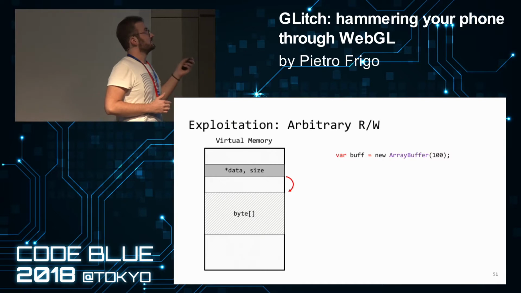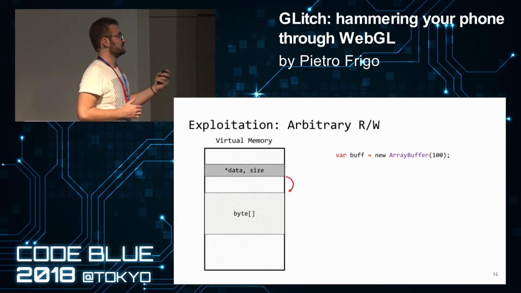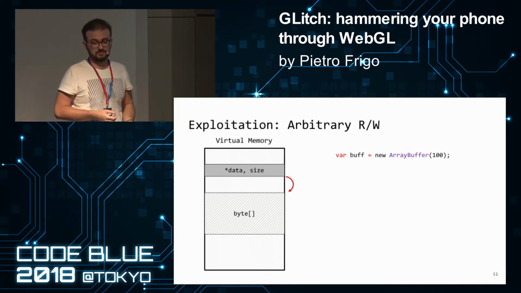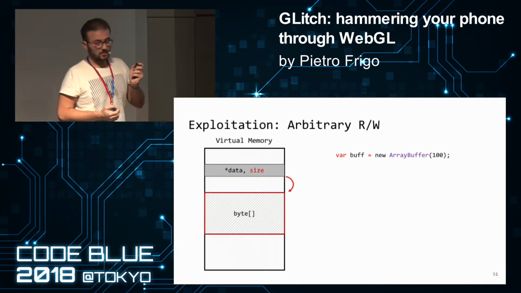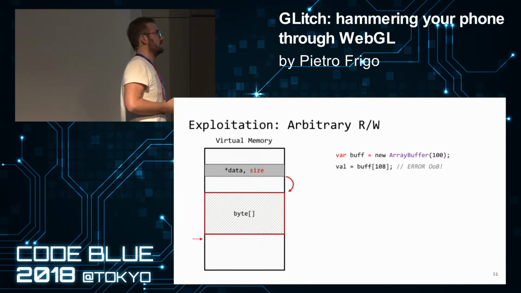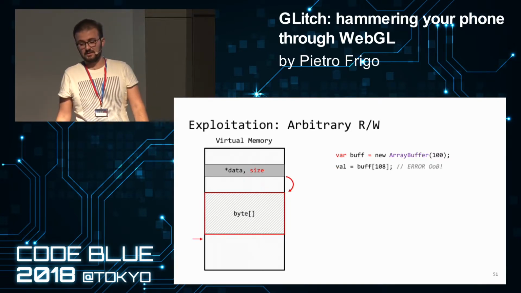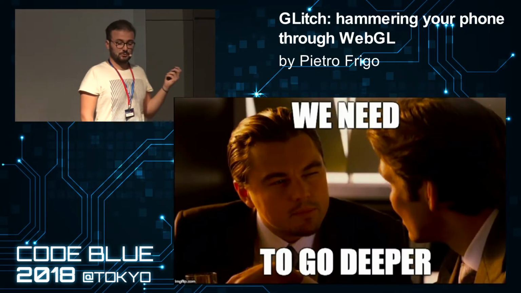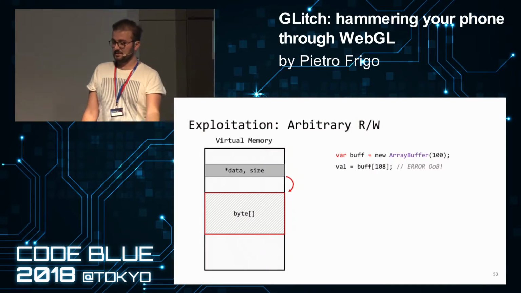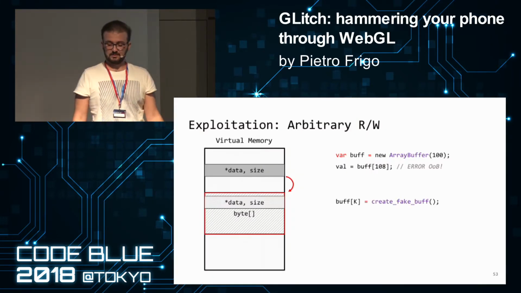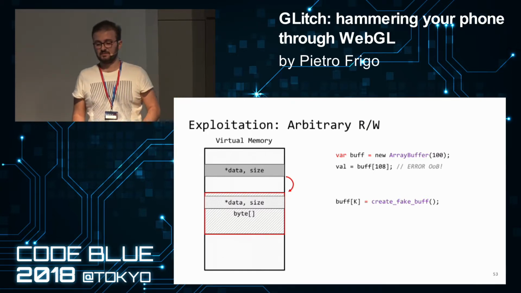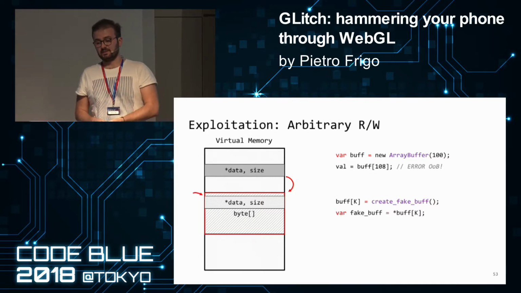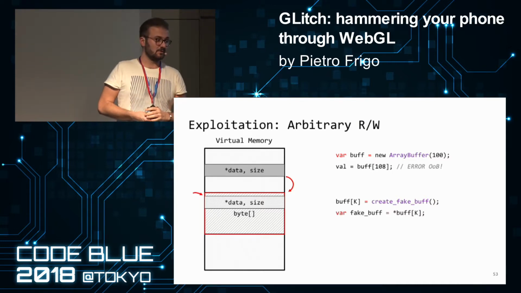Now, an array buffer has a header with a pointer to the data, and the data is just a byte array. And then it has a size value that tells you how big the array is. The problem with the size is that if you want to perform an access out of bounds, of course it's going to trigger an error, because you're not allowed to read that. And as a consequence, we need to go deeper. And with this, we mean that you actually need to create a fake array buffer inside the array buffer. So it's kind of an inception, and that's why the reference. And then you want to create a reference to that array buffer.